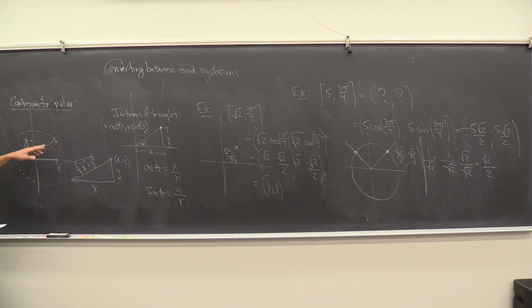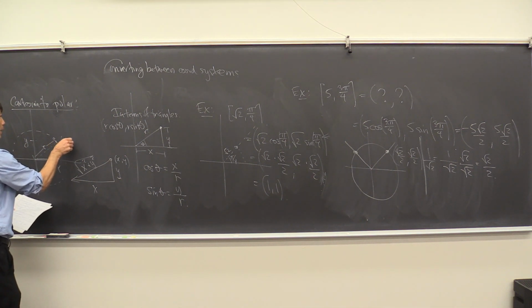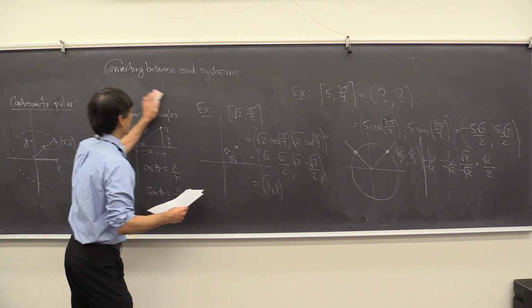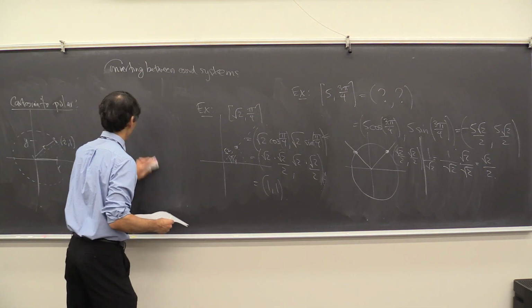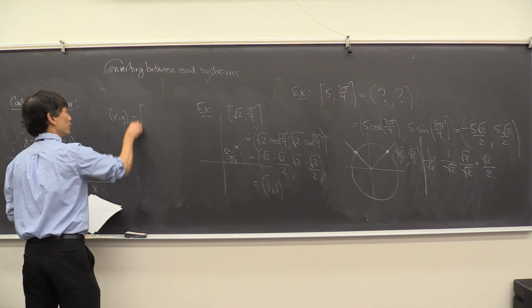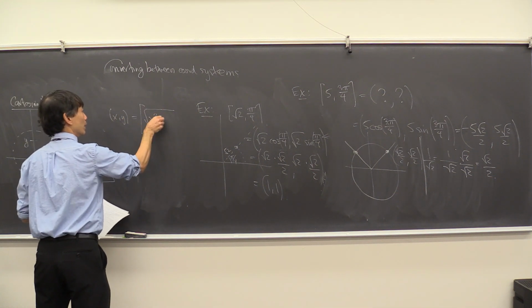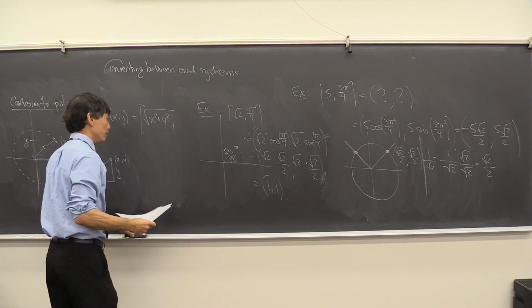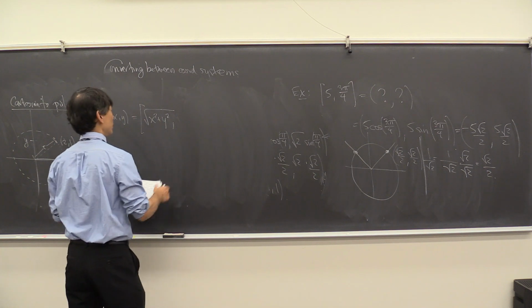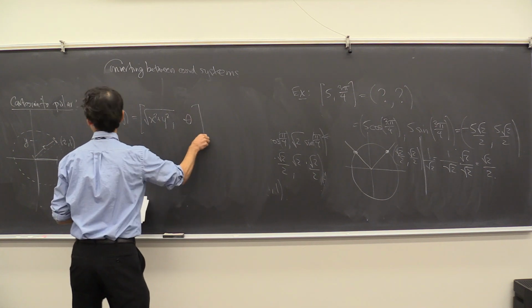Square root of x squared plus y squared, that's our r. So if we have a point here, 2 comma 1, say, then its distance is going to be the square root of 5. So x comma y turns into the square root of x squared plus y squared, and then some angle. You need some angle here.